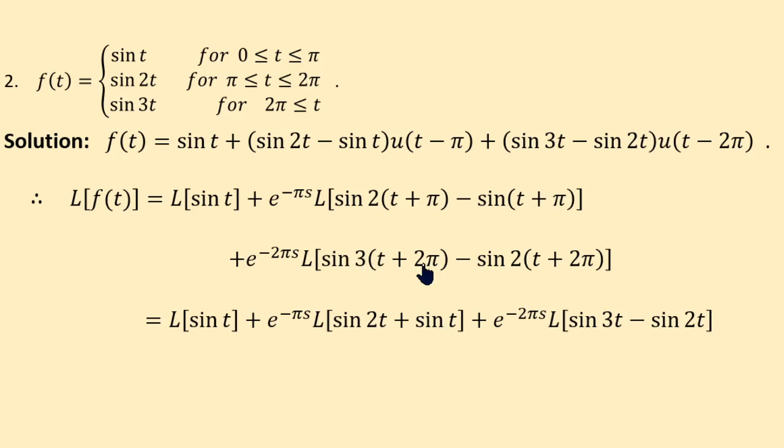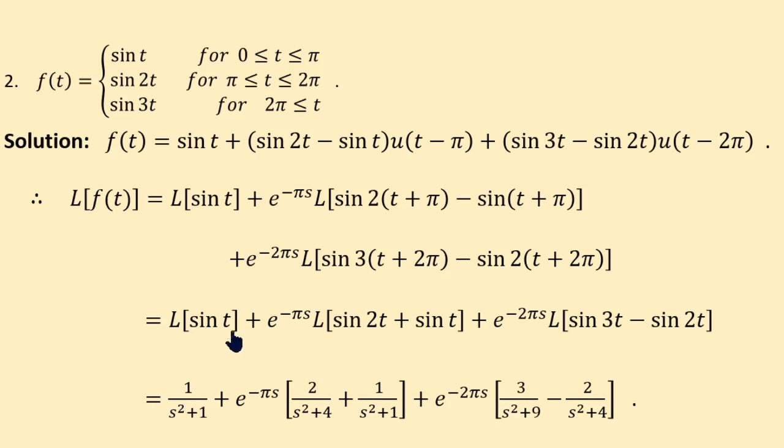Here 3t plus 6 pi, 3 rotations, after 3 rotations it is 3t. So cancel 3 periods, so it is sin 3t. Here also 2t plus 4 pi, 2 pi plus 2t, therefore it is sin 2t, so sin 3t minus sin 2t. And you know that Laplace transform of sin at is a by s square plus a square, apply that.